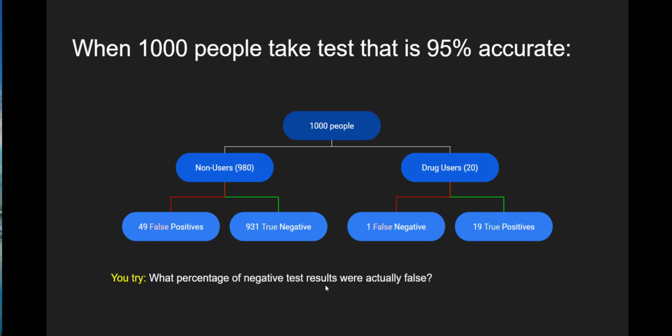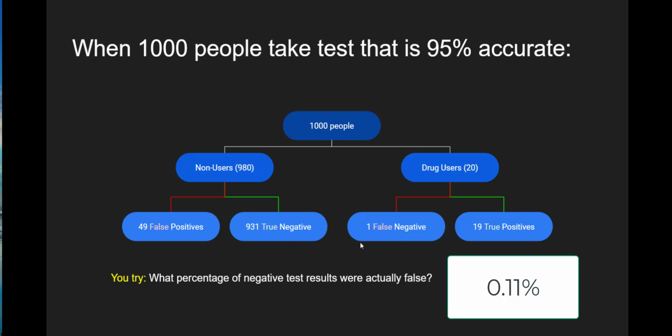What percentage of negative test results were actually false? Notice that we had 931 true negatives and 1 false negative. We would take the 1 false negative divided by 932 negatives. This percentage, you can see, is quite small.